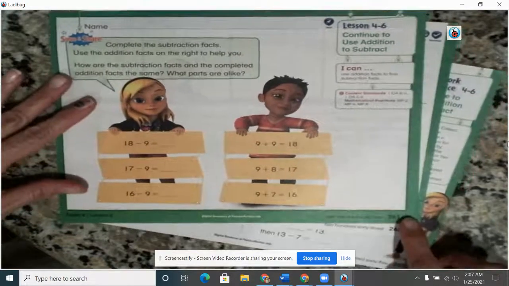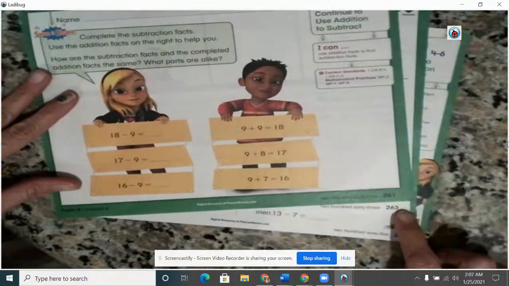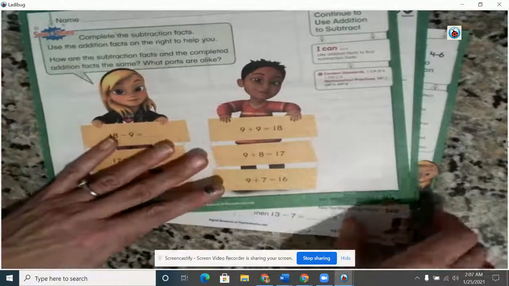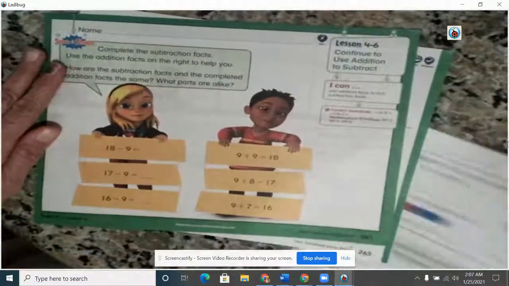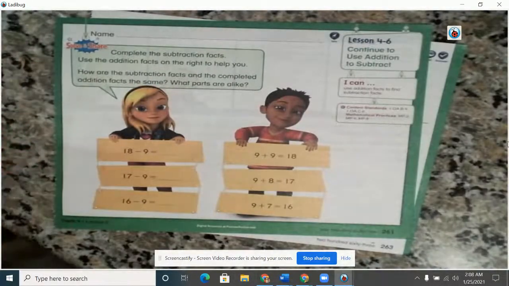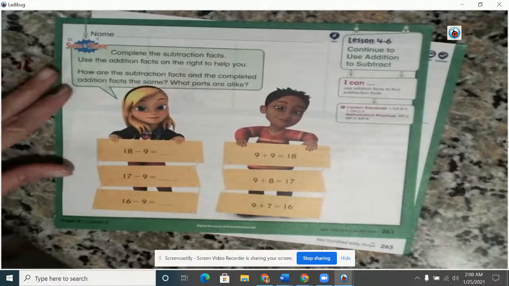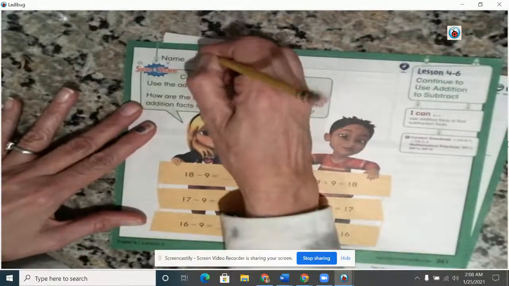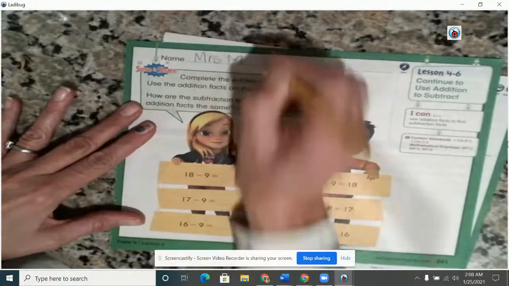This is page 261, 263, and then 265. We're going to do the first two together during this video, and then the last one you can do together with me in the Zoom, or you can do it all on your own after we do this lesson. It's up to you. So make sure you put your name on it as usual.